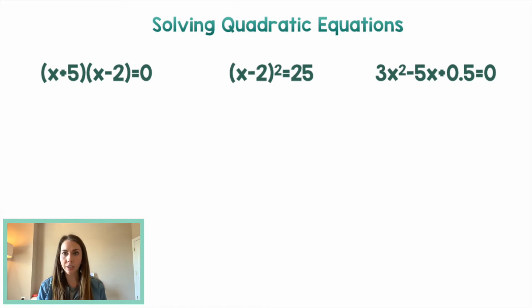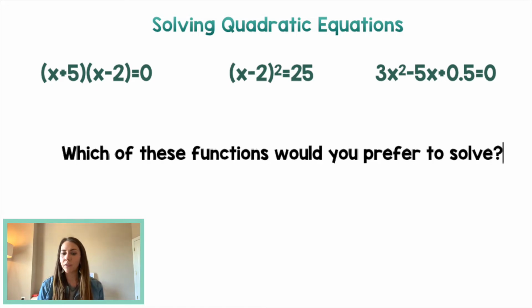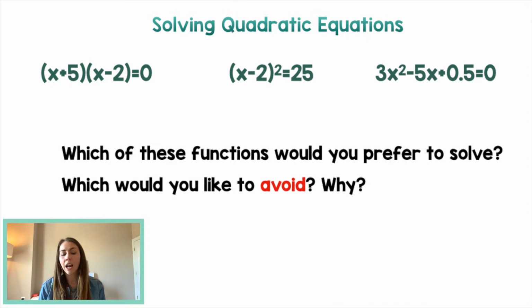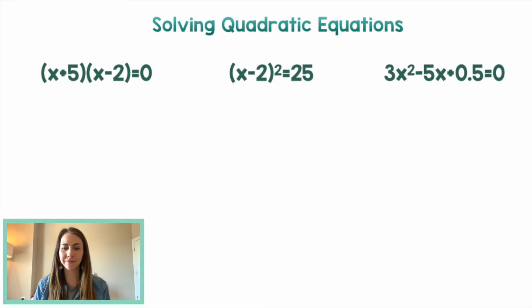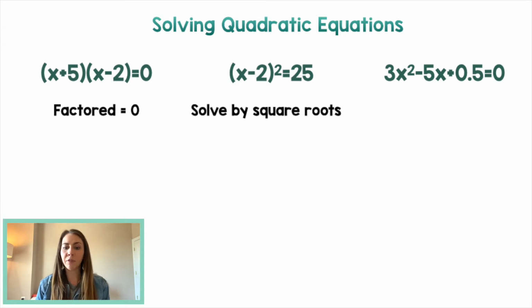I have two questions. The first is, which of these functions would you prefer to solve? And the second is, which would you like to avoid? Think about why. You can pause the video here if you need to think. My guess is that you chose either the first or the second equation. The reason that the first equation is easy is because it is already factored and equal to 0. The second equation can be solved by square roots, which is the last thing that we learned.